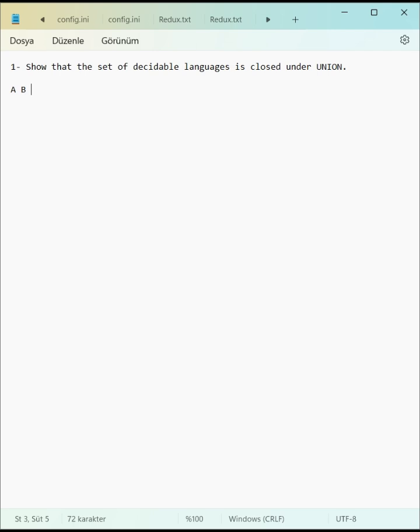We will prove that if languages A and B are decidable, then their union A union B is also decidable. Now we will prove that.